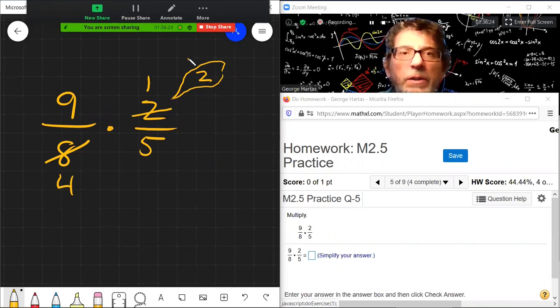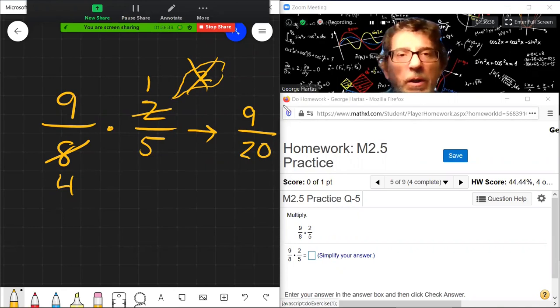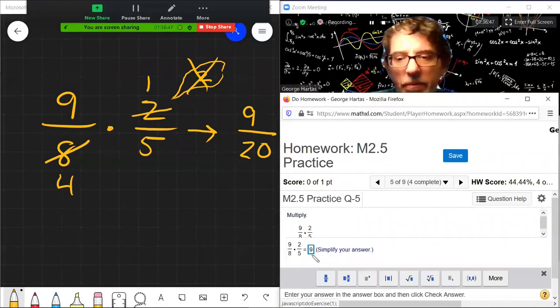Now, cross out the thought bubble and multiply straight across. 9 times 1 is 9. 4 times 5 is 20. And this is reduced all the way because we reduced as far as we could here. Let's try 9 over 20.